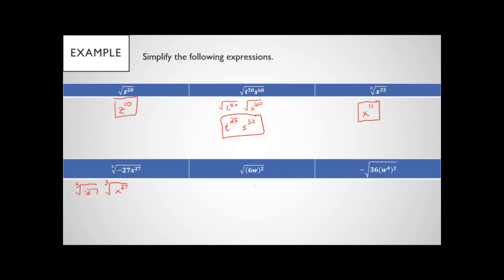So I have the cubed root of negative 27. The cubed root of a negative is always going to give me a negative answer, so I'm going to pull that out. And then that gives me the cubed root of 27. And then I've got this cubed root of x to the 27. So I'm going to take the exponent 27 divided by 3, which gives us 9. So this is going to be x to the 9. Now, the cubed root of 27, we actually saw this earlier, that's equal to 3. So this is going to give me a negative 3x to the 9.